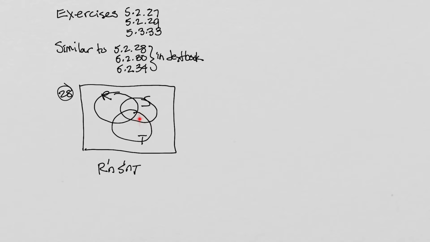What about this point? Outside of R? Yes. Outside of S? No. What about this point? Outside of R? No. It's not outside of S either. What about this one? Outside of R? No. It is outside of S, but it's not outside of R. What about this point in this region? Is it outside of R? Yes. Outside of S? Yes. And in T? Yes. So it looks like we've got the region that we're looking for.